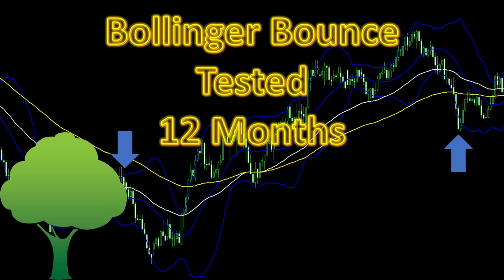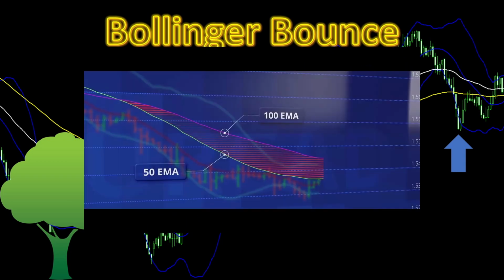You should watch the original video to make sure you get an accurate description of the strategy, but here are the basics. We are using a 50 period and a 100 period EMA. They are a trend filter, and the trend is upward if the 50 period EMA is above the 100 period EMA, and the trend is downward if the 50 is below the 100 period EMA.